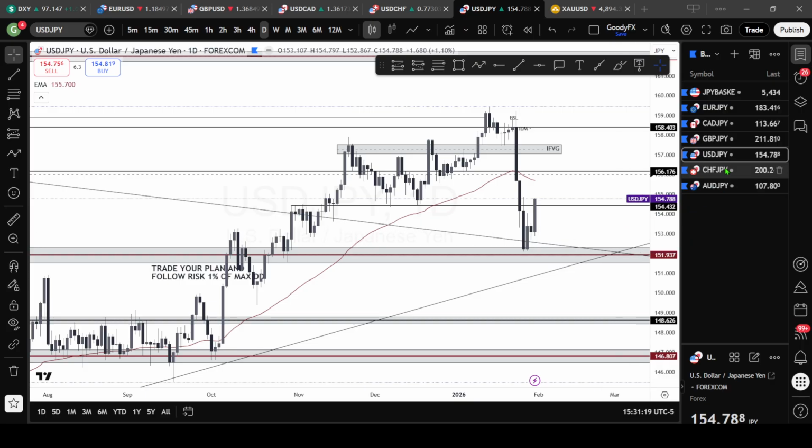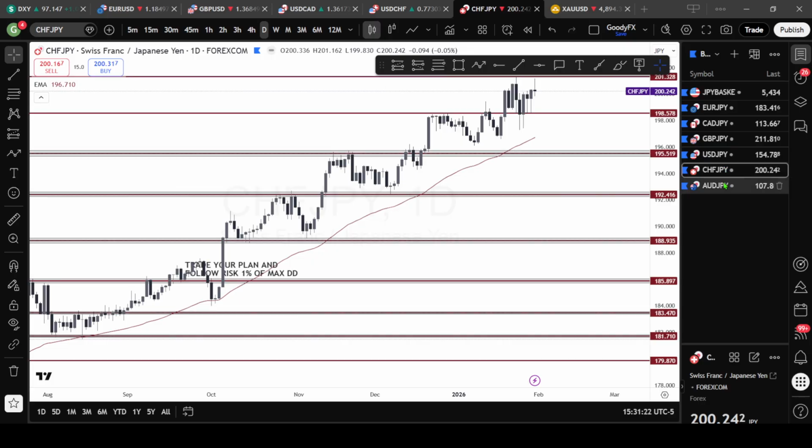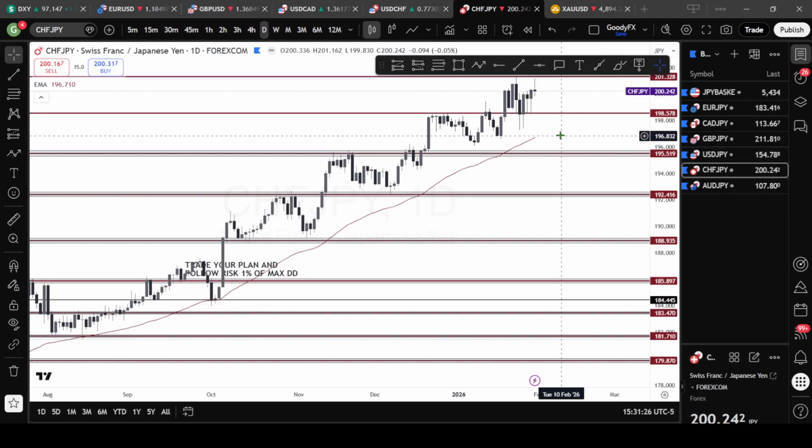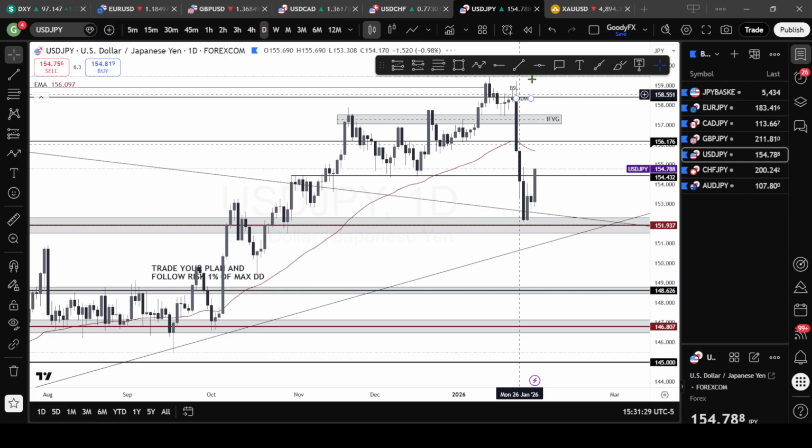CHF JPY nothing much. AUD JPY nothing much. Yeah, so that's it.